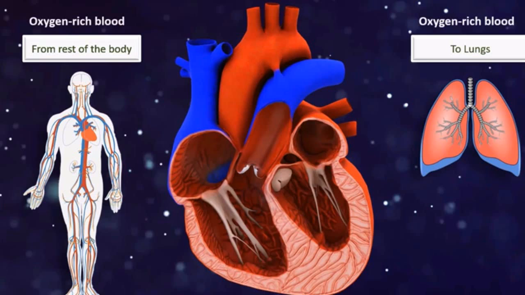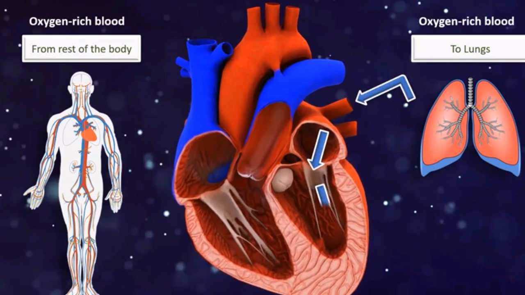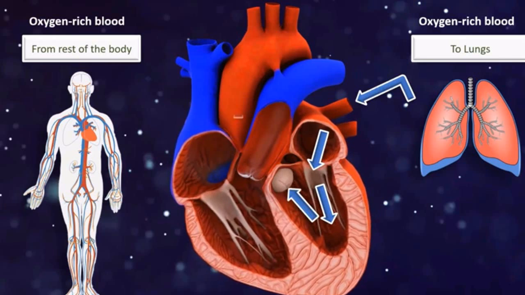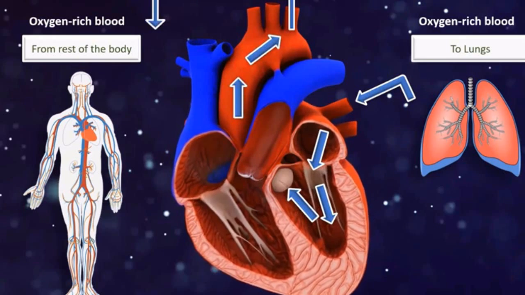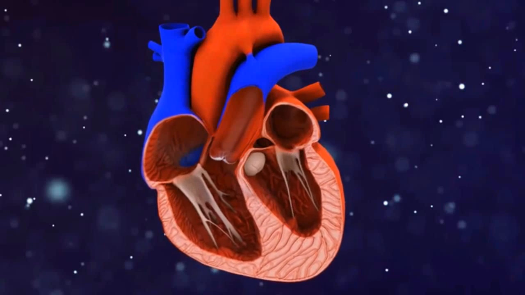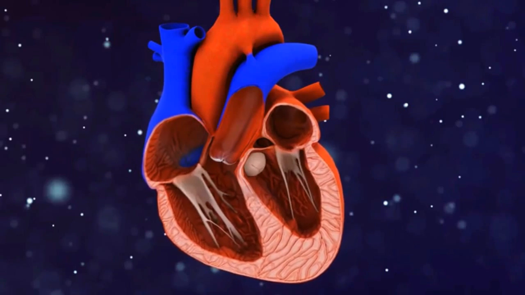Blood from the lungs goes to the left atrium and ventricle. Left atrium and ventricle send the blood out to the body. The left ventricle works 6 times harder than the right ventricle. It is because it carries oxygenated blood.